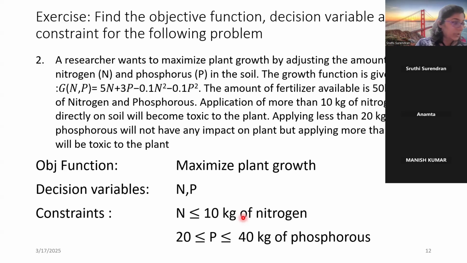So again, your answer will be almost correct, but then you only need to give importance to the equal to, because you can apply 10 kg but not more than that. So it will always be less than or equal to. Again, in case of phosphorus also, less than or equal to 40 kg and greater than or equal to 20. It should be greater than 20 kg. So this is the general idea of what optimization is.